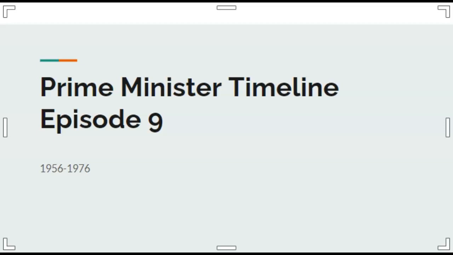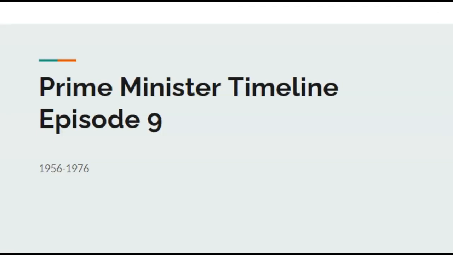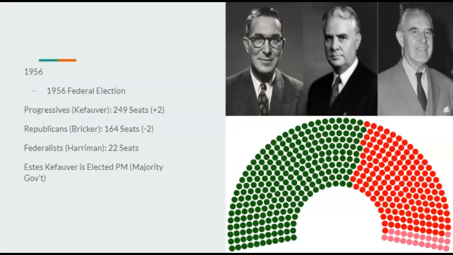Welcome back to the Prime Minister Timeline, Episode 9, where we will be going through the years of 1956 to 1976. So let's go ahead and jump straight into it, with the first year being 1956.